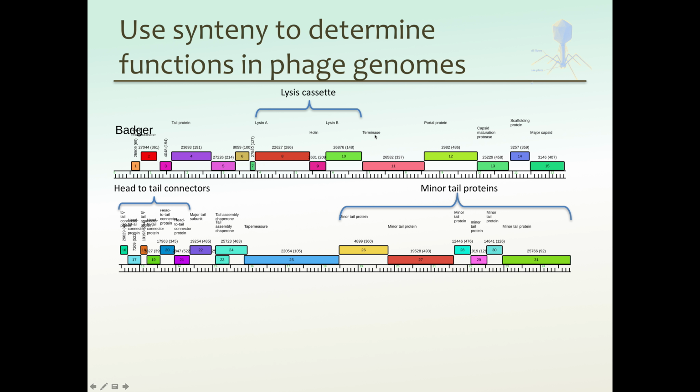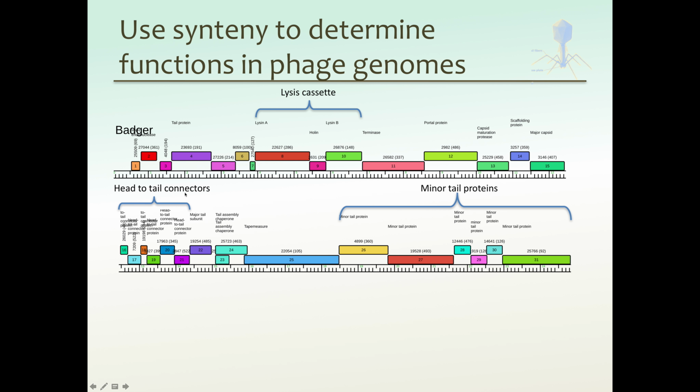Then we had the terminase protein, and in this genome there's only one terminase gene, and in most genomes you'll see both a small subunit and a large subunit. The terminase is almost always followed by a portal protein, and that's followed by a capsid maturation protease, a scaffolding protein, major capsid protein. So you can actually use Badger as a model for what the order of genes is likely going to be in your genome.